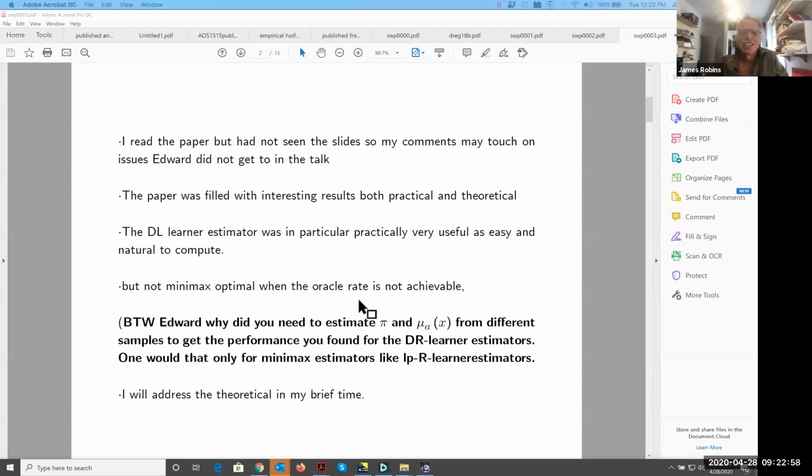and the oracle rate is not achievable. Here I have a question for Edward, because it's the one thing that doesn't fit into the way I see things: why would he need to estimate pi and the mu's from different samples in his estimator? Why couldn't they be estimated from the same split sample from the main sample?